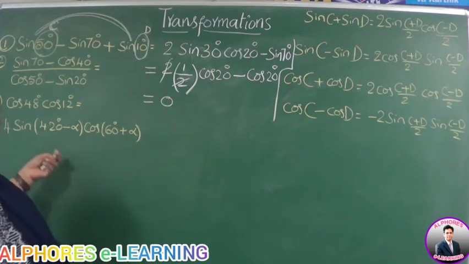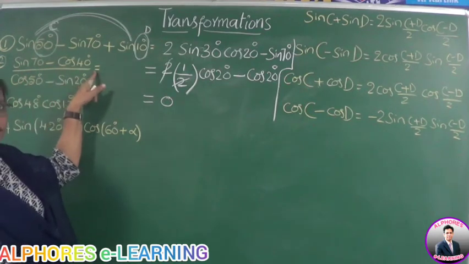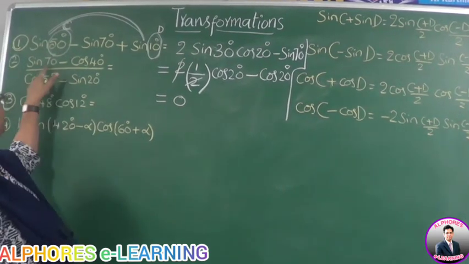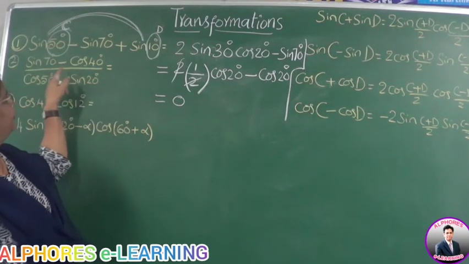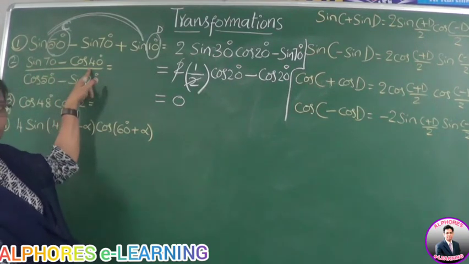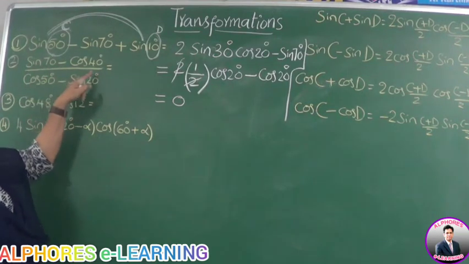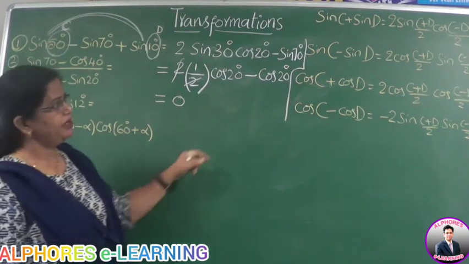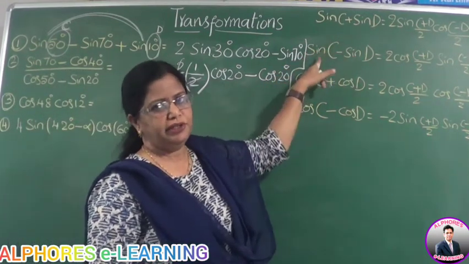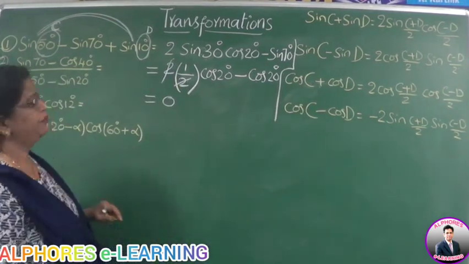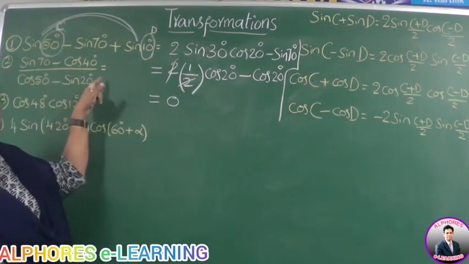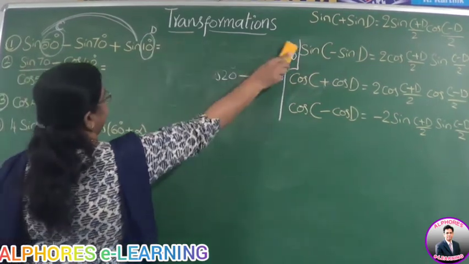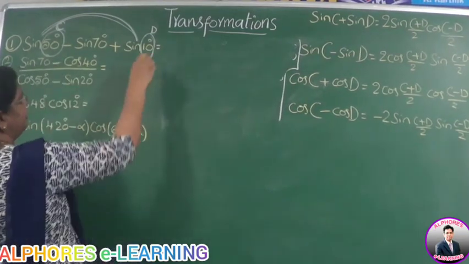What is the second problem here? Sin 70 minus cos 40 by cos 50 minus sin 20. Did you observe how the numerator is? One term is in sin, one term is in cos, right? And in the denominator, one is in cos, the other one is in sin. But to make use of these formulae, both must be in sin or both must be in cos, and hence, students, let us convert both to sin or both to cos. That is completely our interest. However you want to change the value, you can change it; it is completely your wish.